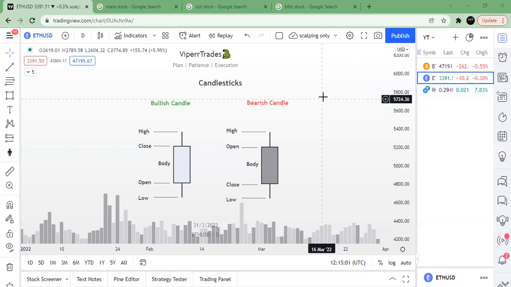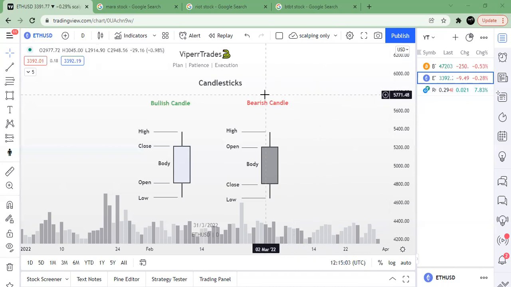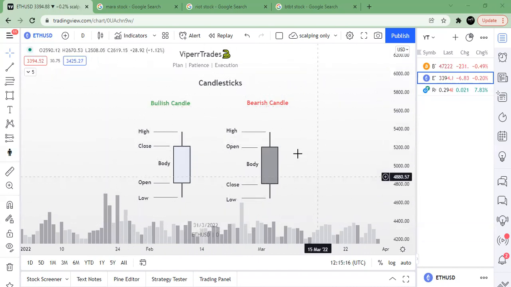So today we're just going to start with candlesticks. I didn't know where to start because I'm not sure about the level many of you are on, but I feel it's best to start with the first baby steps.